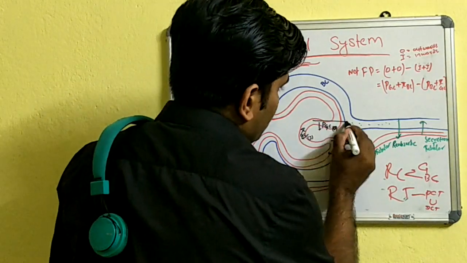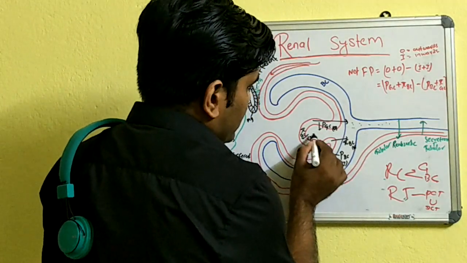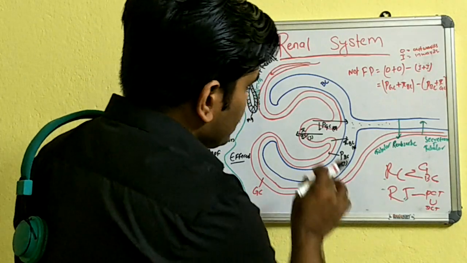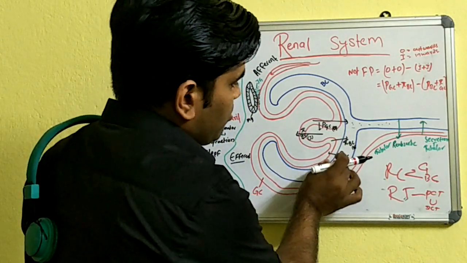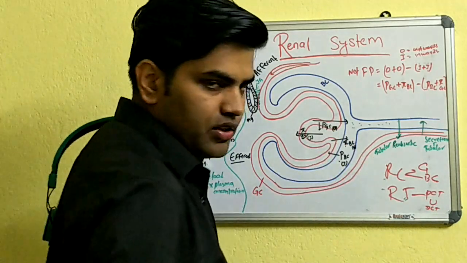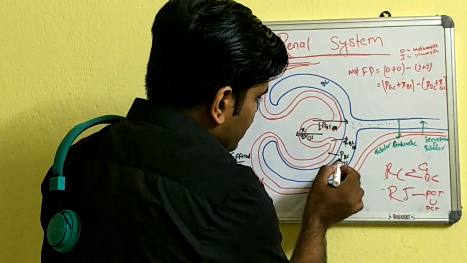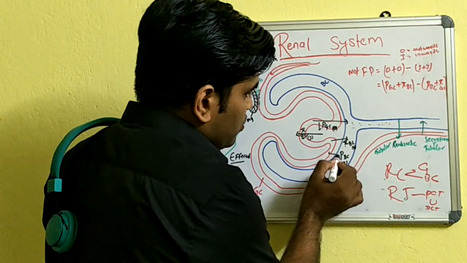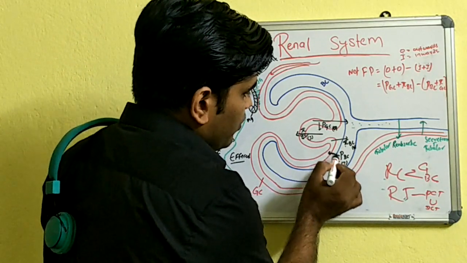This hydrostatic pressure goes out, whereas this osmotic colloidal pressure wants to keep the fluid in. Then the same force is applied outside also. In the Bowman's capsule also there is hydrostatic pressure and oncotic pressure. Okay, so the hydrostatic pressure of the Bowman's capsule is trying to push the fluid within.